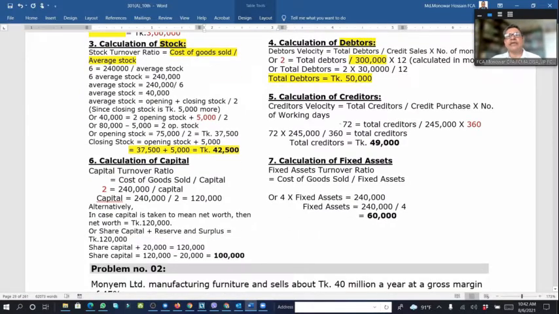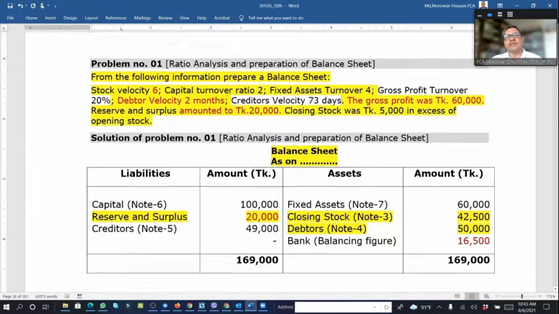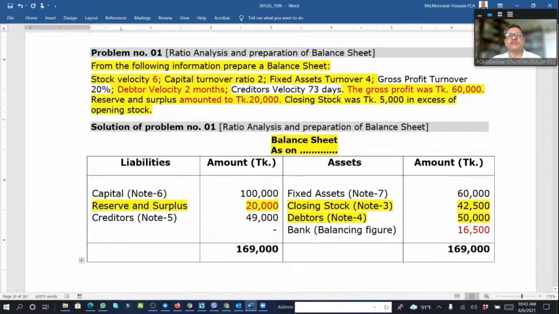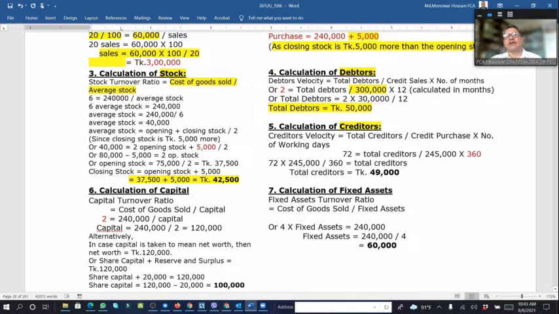Now calculate the creditors, which is also a liability. Creditors velocity is determined as 73 days, or 73 or 72, it should be 72 as per the question. 72 days. Look here, creditors velocity equals total creditors divided by credit purchase, times number of working days, because it is the 72 days.